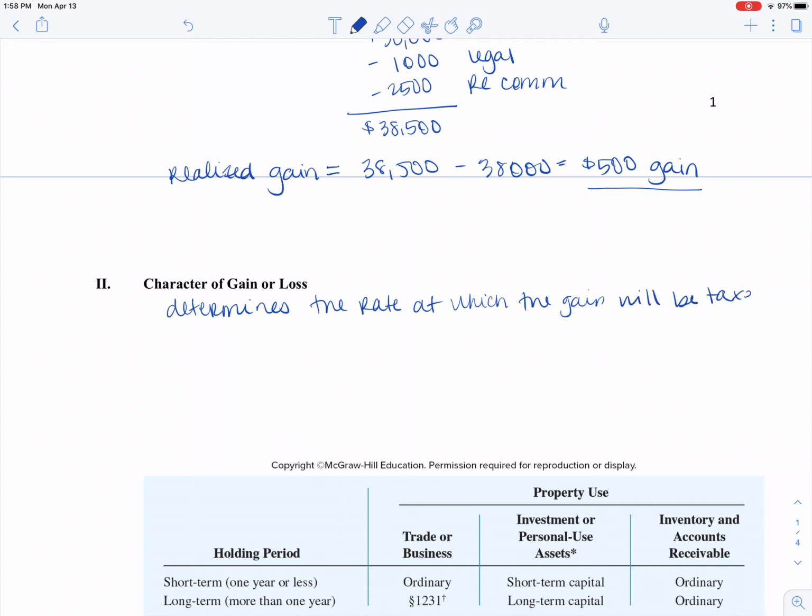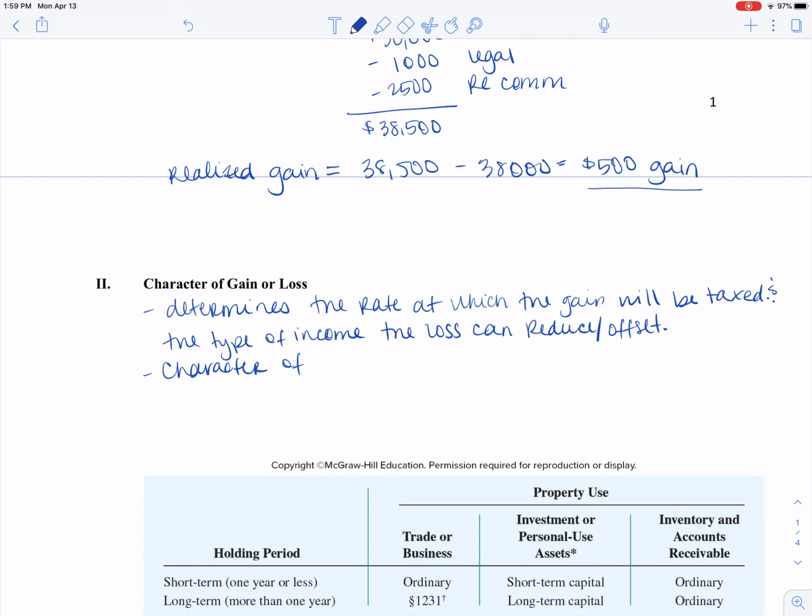So it's not enough to know that we have that $500 gain. We need to know, well, what type of gain is it? So the rate at which the gain will be taxed, and I'm going to add, and the type of income the loss can reduce or offset. The character of the gain depends on the character of the asset.